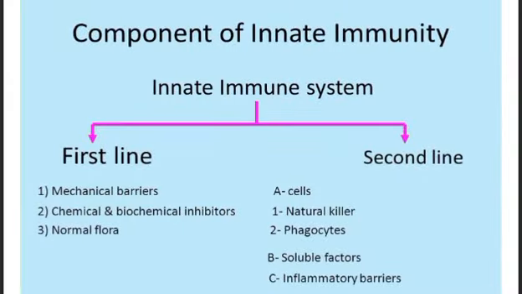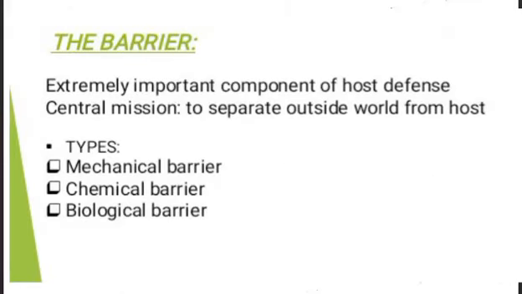You should remember that barriers are the first line of defense, while cells of innate immunity and innate proteins are the second line of defense. What are the barriers? The barriers are an extremely important component of host defense. Their central mission is to separate the outside world from the host. There are three types of barrier: 1. Mechanical barrier. 2. Chemical barrier. 3. Biological barrier. Let's discuss them in detail.